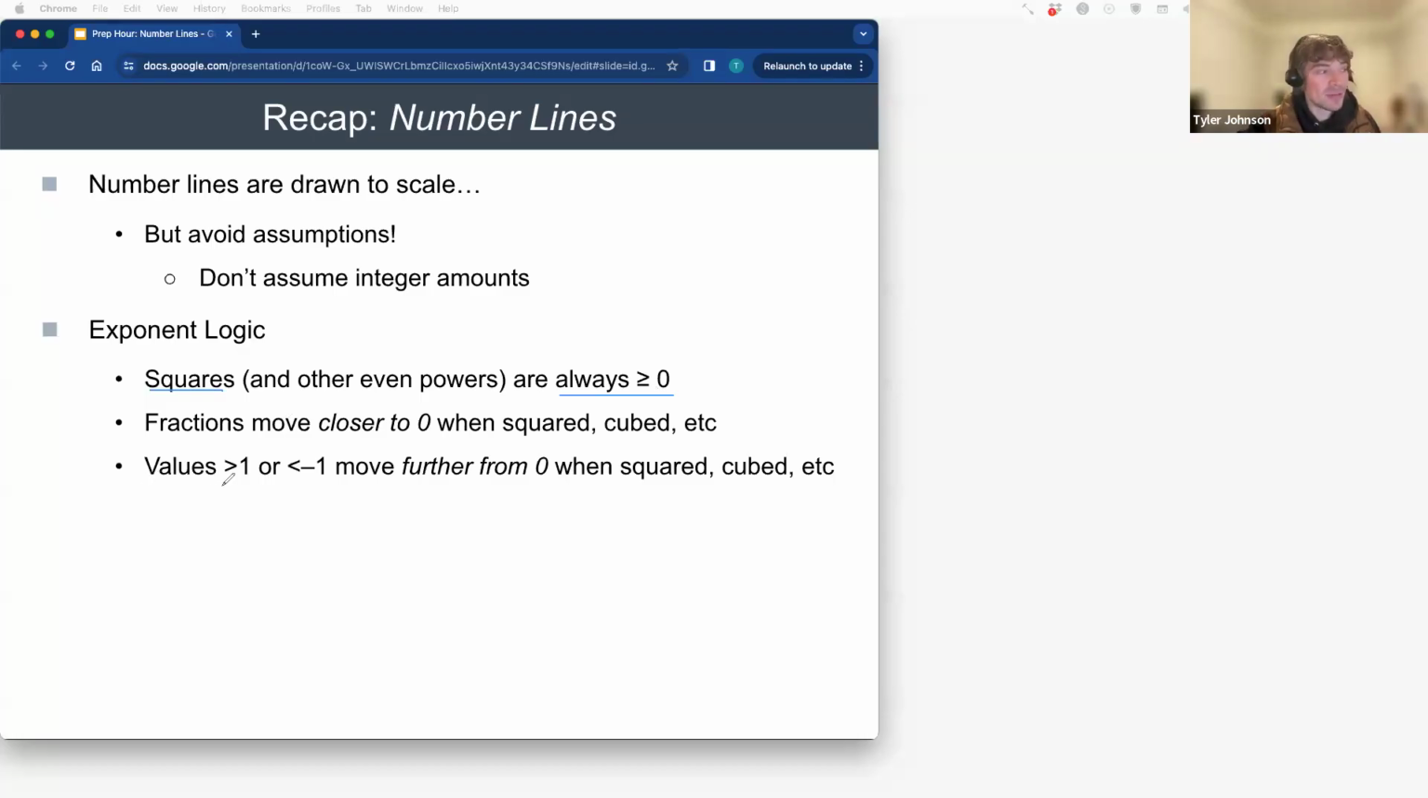Compare that to the values you're probably more used to. If you have something bigger than +1 or less than -1, when you square or cube those, they get further from 0. They get more positive or more negative.